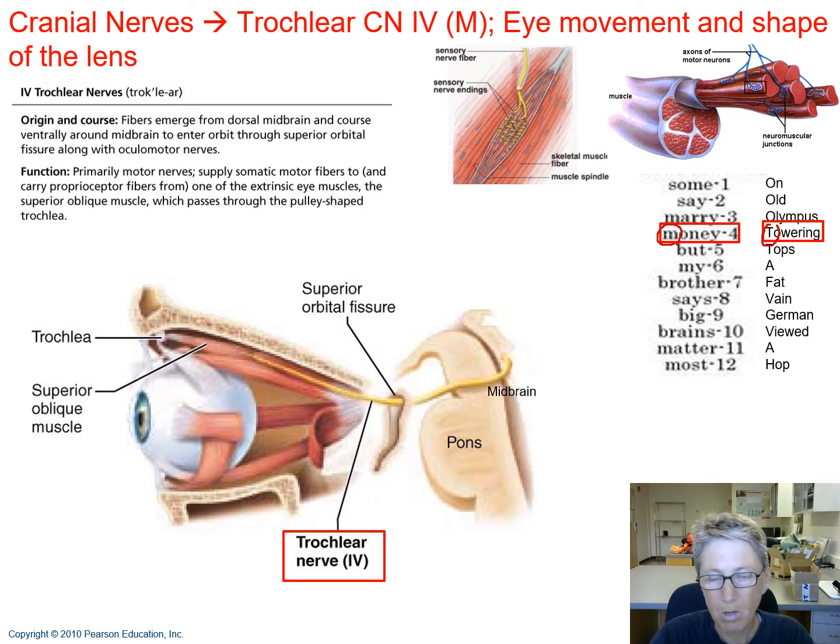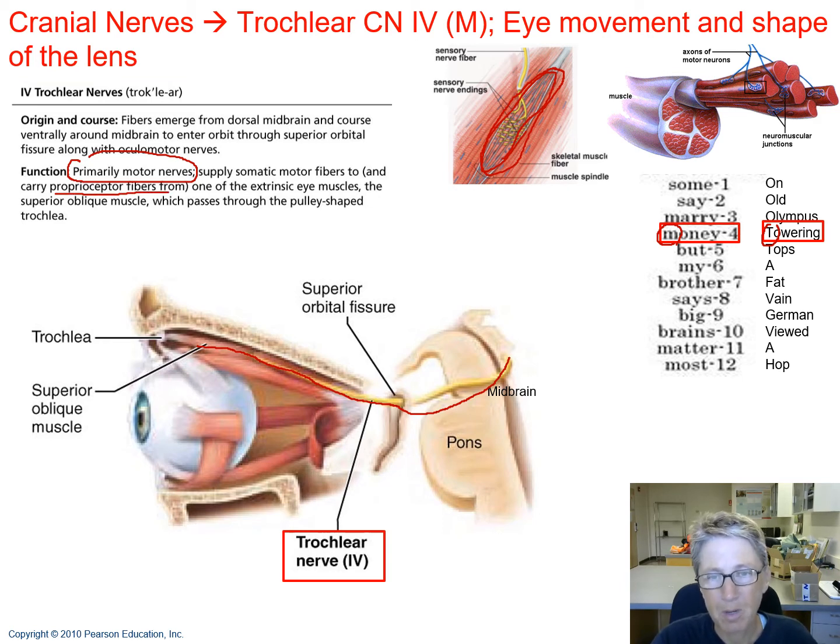So this trochlear nerve number 4 comes out of the midbrain and goes through the superior orbital fissure to innervate this superior oblique muscle, which is a skeletal muscle. All skeletal muscles have these sensory afferent neurons within these reflex capsules in the skeletal muscles. So it's mostly motor, and they tell you primarily motor nerves. And then it will say, because it's skeletal muscles, there's some proprioceptive fibers.